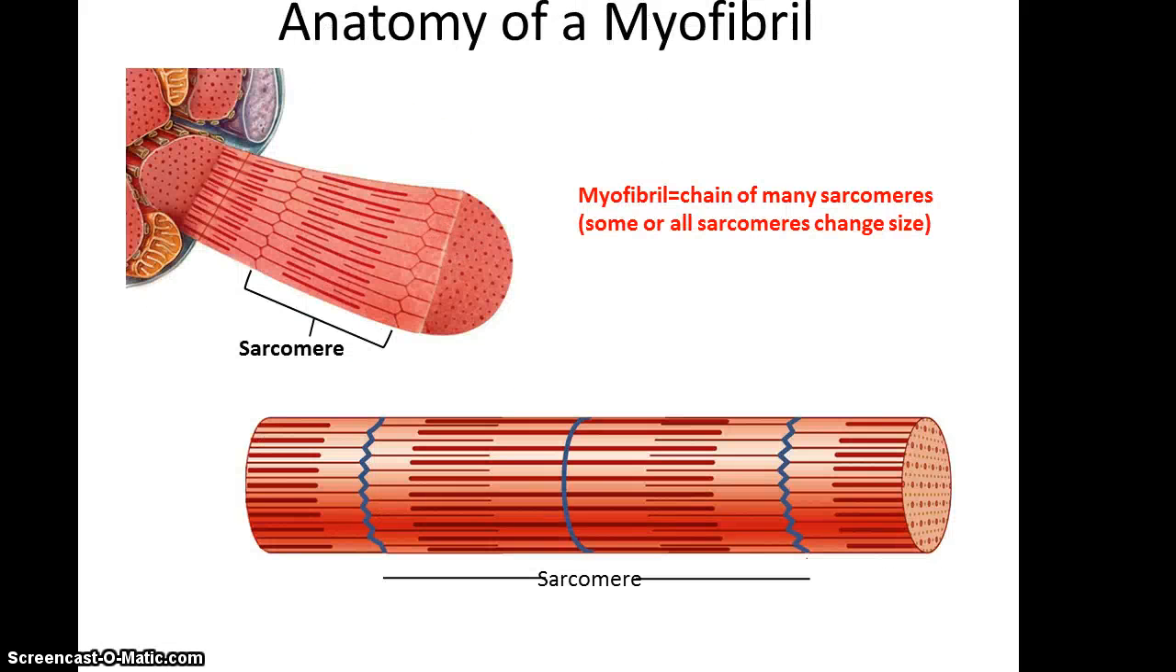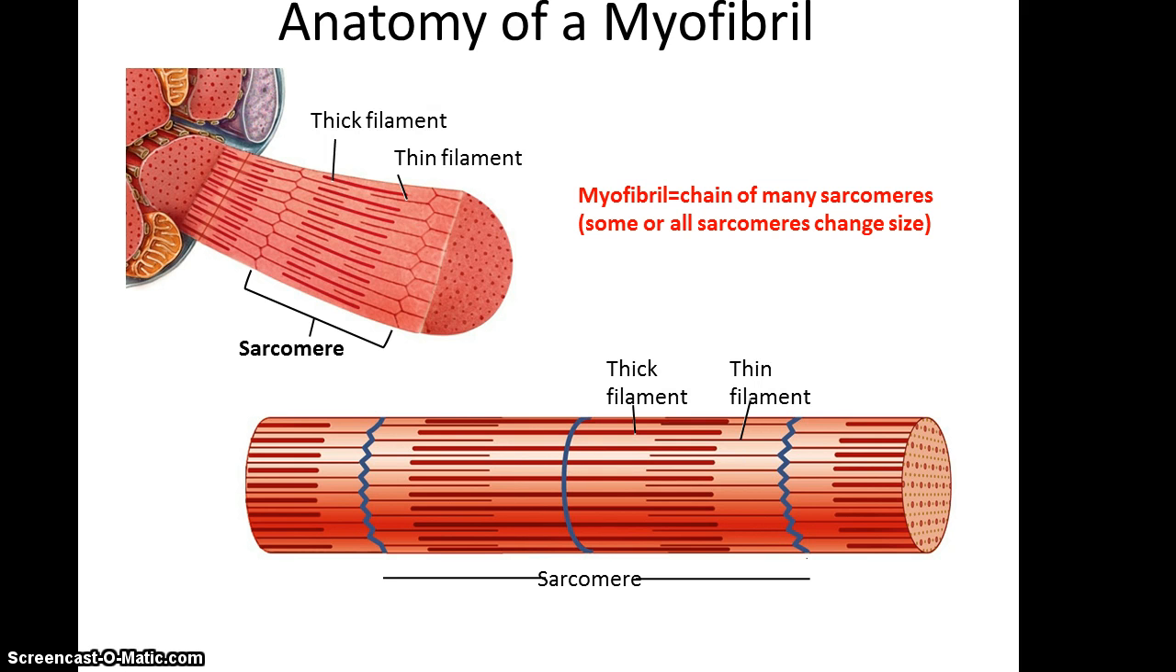If we take a closer look at a myofibril, we see that it is made up of structures called sarcomeres that are connected end to end to each other, forming a long chain of hundreds or even thousands of sarcomeres. And it is these individual sarcomeres that actually shorten during a contraction.